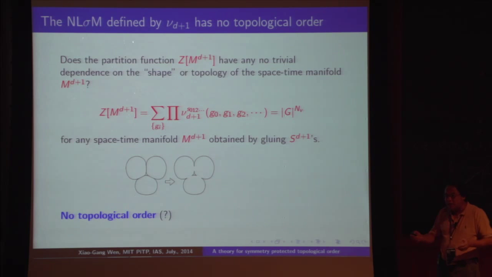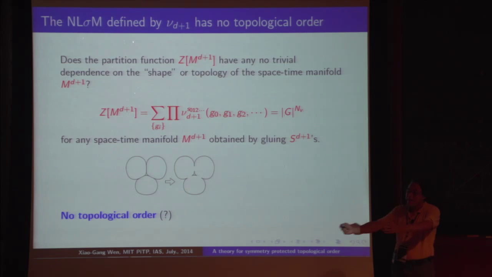So we ask what kind of topological invariants this one may have, in the spirit of what Ed talked about yesterday. We try to compute the partition function on any space-time manifold. The idea is that if the partition function on any space-time manifold is always trivial, equal to 1, then we say this one must be trivial, with no topological order. Here we assume that, which is not totally rigorous, but anyway. If it is nontrivial, it has a topological order. So we just do that.